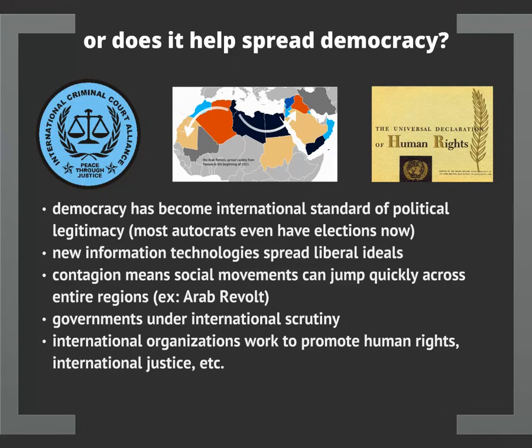Contagion means that social movements, including movements for democracy, can spread rapidly across state borders, as we saw dramatically with the outbreak of the Arab Revolt in 2011. Finally, because of more pervasive information technology and the growth of international governmental organizations, states are watched much more closely in terms of human rights violation, discrimination, and other illiberal acts.